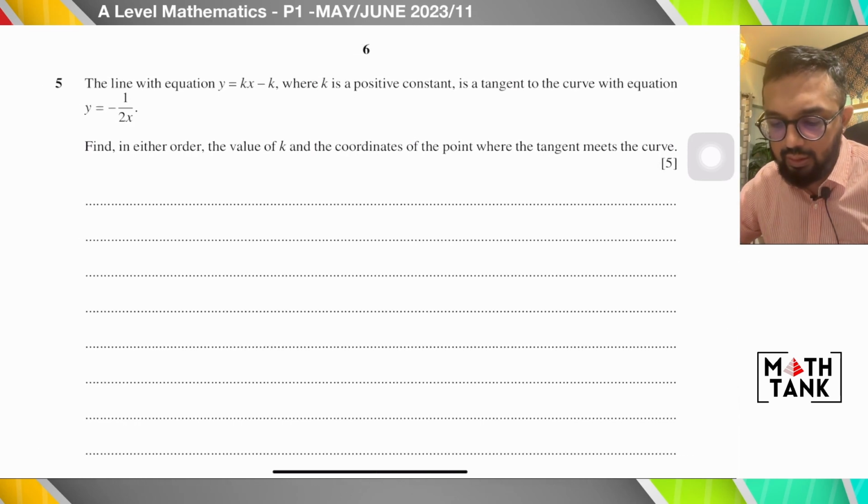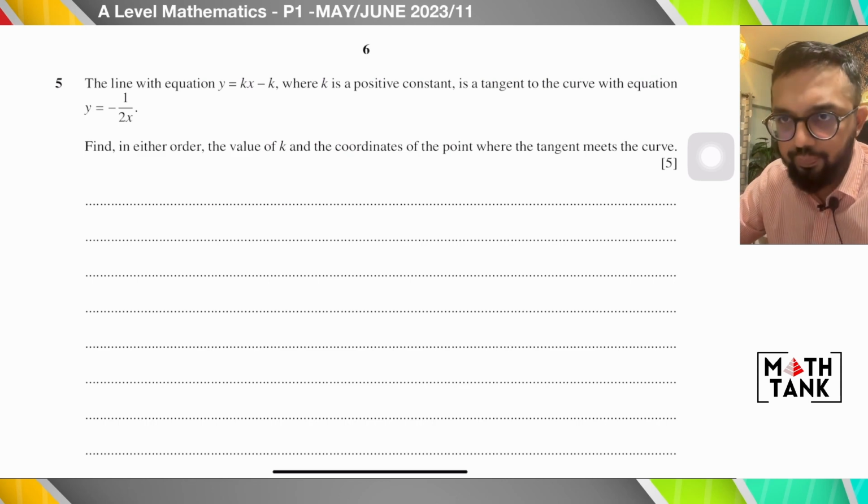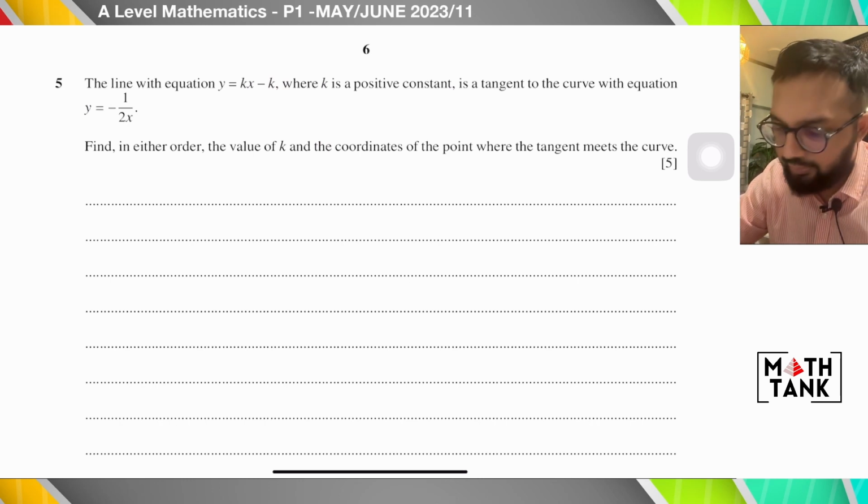It says a line with equation y equals kx minus k, where k is a positive constant, is a tangent to the curve with this equation. Okay, so questions relating to the tangent can either be about differentiation or quadratics, but in this case I'm going to go with quadratics, and the reason is that I have an unknown in the question, so that means I'm solving a quadratic equation.